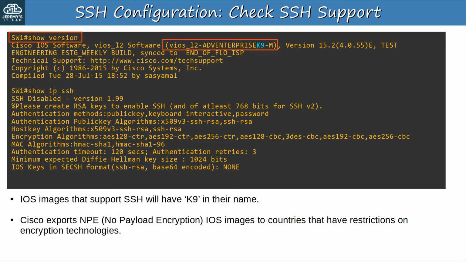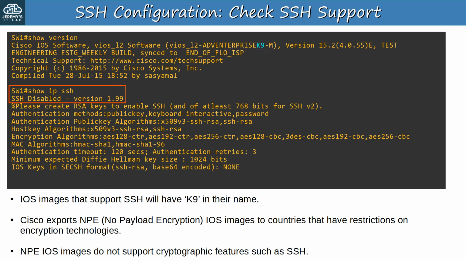Cisco exports NPE, no payload encryption iOS images, to countries that have restrictions on encryption technologies. And those NPE iOS images do not support cryptographic features like SSH. Weak forms of encryption might be supported, but I would have to do more research on that to find out. Unfortunately, I don't have access to any NPE iOS images.